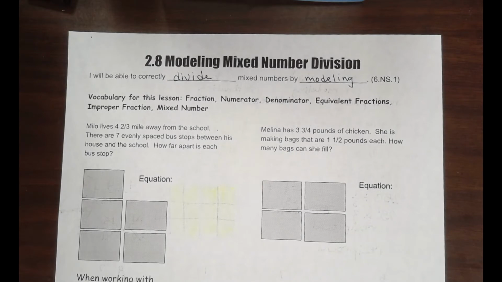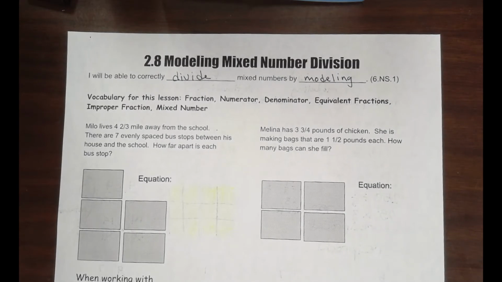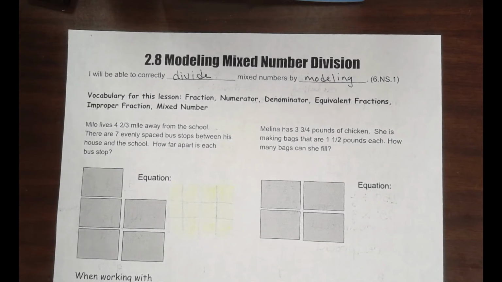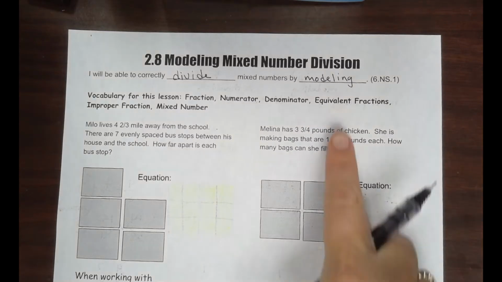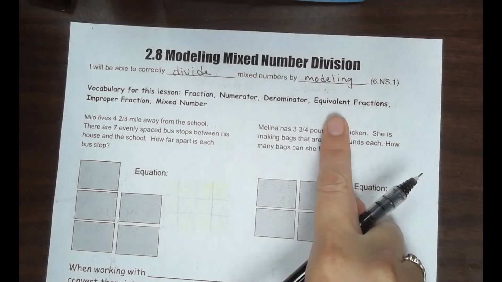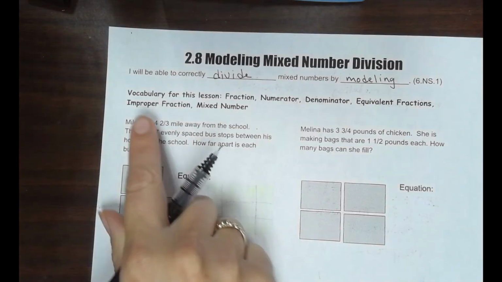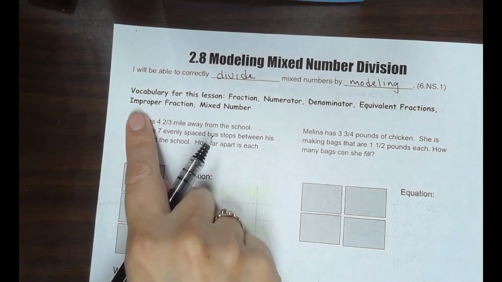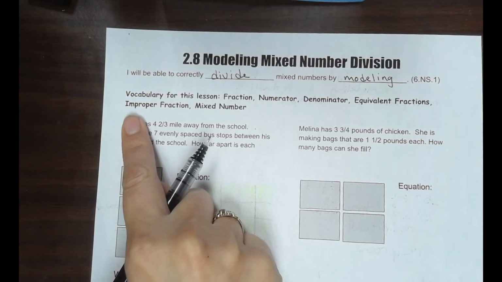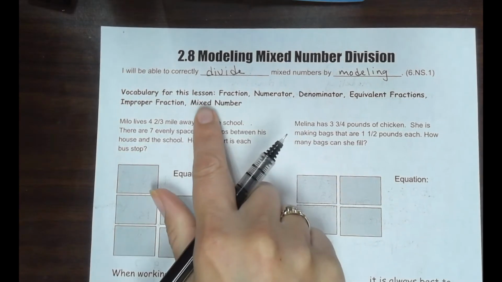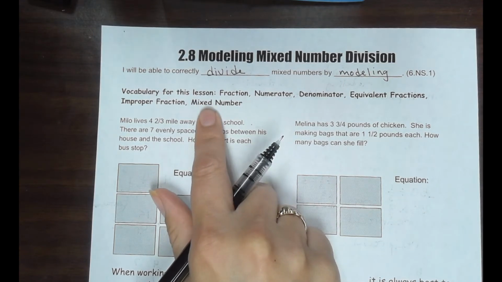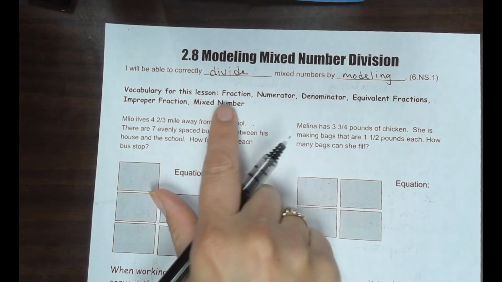Vocabulary for this lesson, we have fraction, numerator, the top of the fraction, denominator, the bottom of the fraction, equivalent fractions, which are fractions that are equal to each other but have different numerators and denominators, improper fraction, remember an improper fraction is a fraction with the numerator being larger than the denominator, and a mixed number, which means that you have a whole number and a fraction put together.